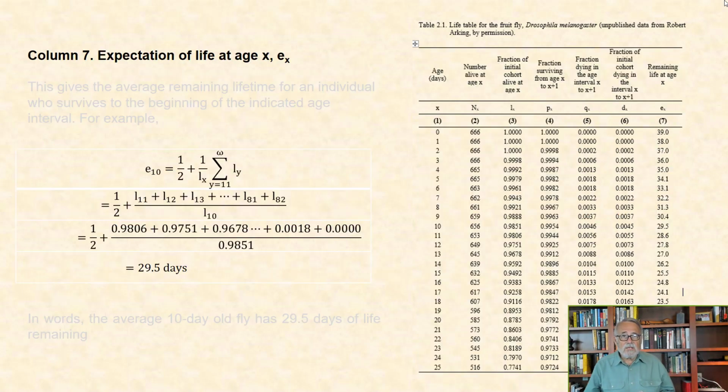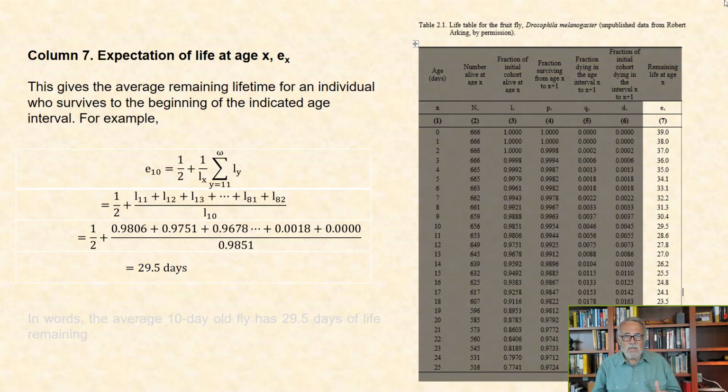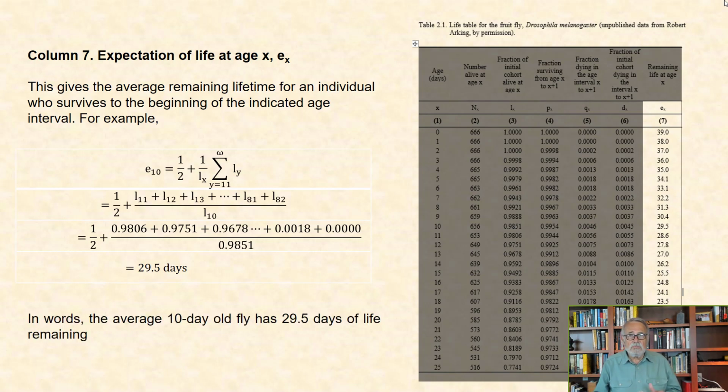Column 7, expectation of life at age X, EX. This gives the average remaining lifetime for an individual fly who survives to the beginning of the indicated age interval. For example, plugging in and summing the LX values from age 11 to the end of life, shown in the second expression, dividing this by the value of L10 and adding 0.5 to this quotient yields 29.5 days. In words, the average 10-day-old fly has 29.5 days of life remaining.